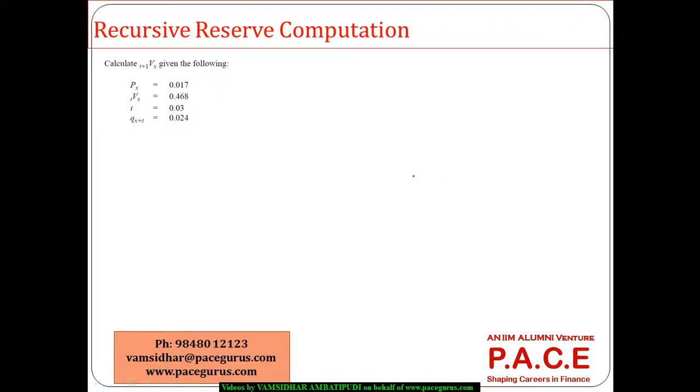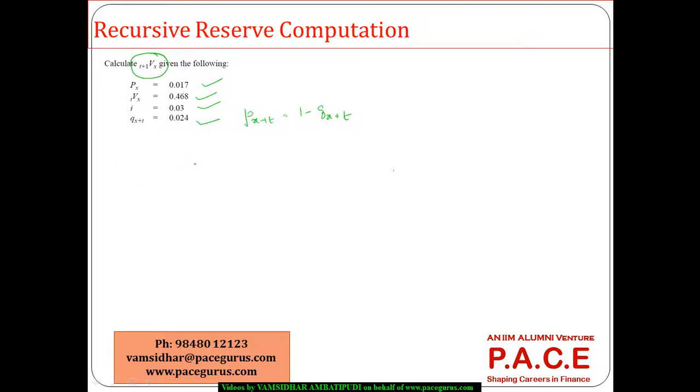Let's look at this simple example where we can calculate the reserves on a recursive basis. We are supposed to compute the reserves at the end of period t plus 1. We have the reserves at the end of period t. We also have the interest rate which these reserves would be earning every year. Then the probability of death, which means probability of survival for me, px plus t is going to be 1 minus qx plus t. And we also have the premium that is getting collected during the period.